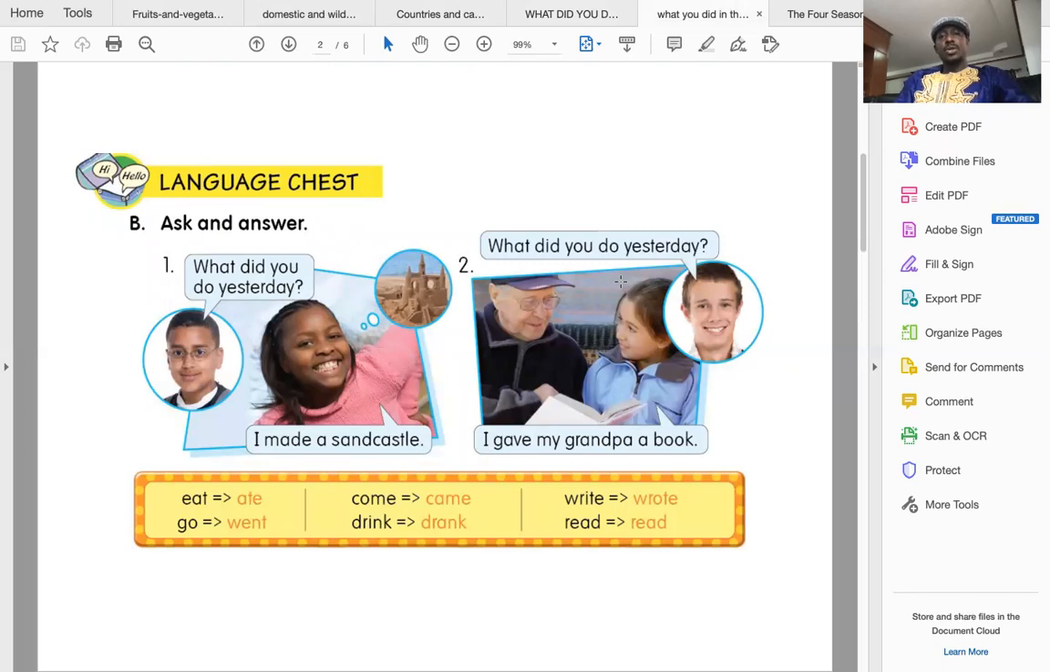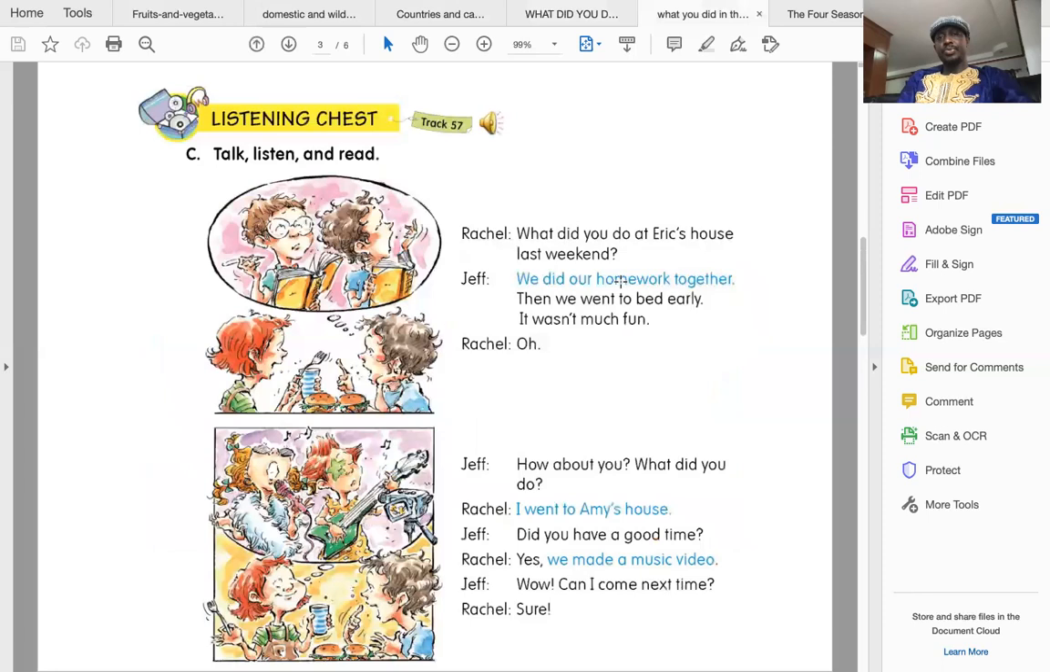So we also look at changing from present to past. Like in the yellow box, you can see eat. What is the past tense of eat? Ate. What is the past tense of go? Went. What is the past tense of come? Came. What is the past tense of drink? Drank. What is the past tense of write? Wrote. And what is the past tense of read? Read.